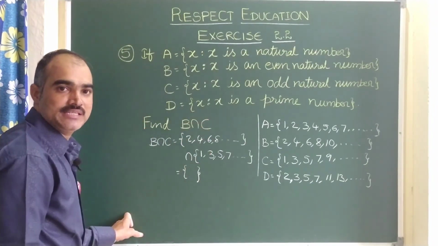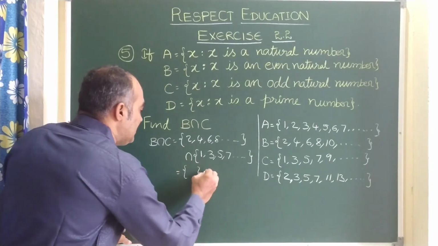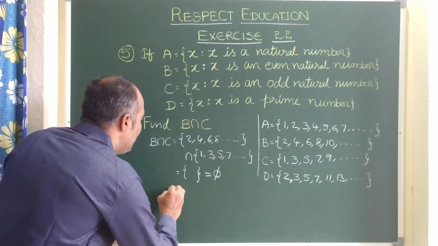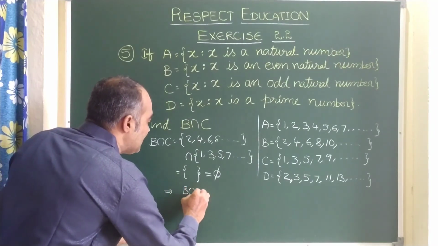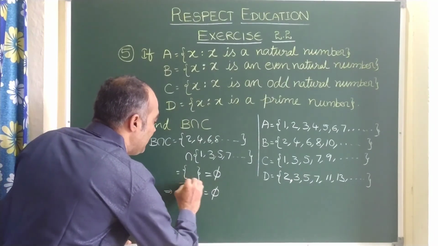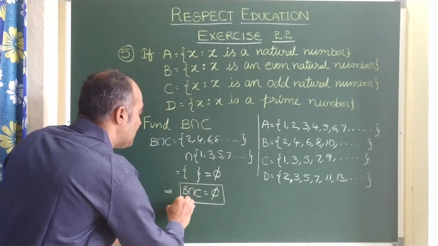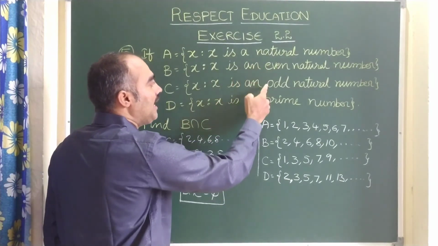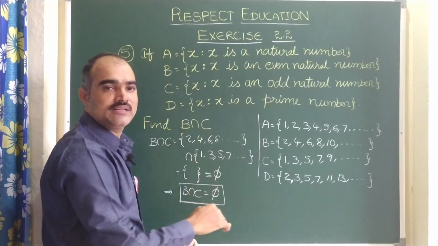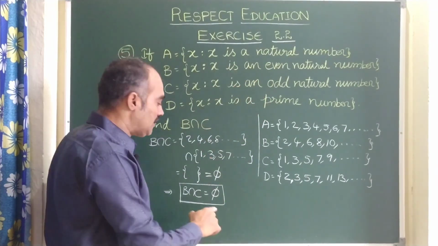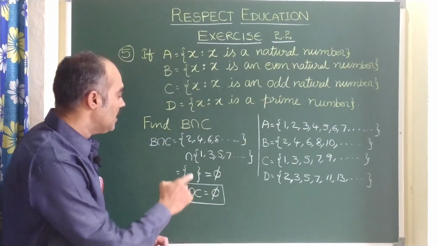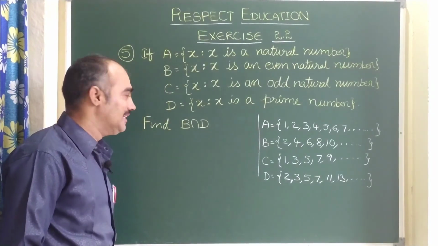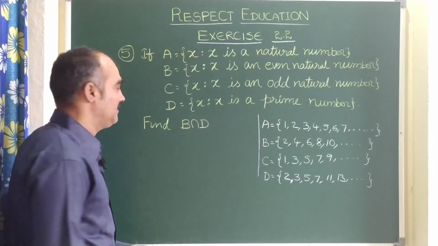So we can write the empty set. This is denoted by phi, right? That means here we can write that B intersection C is equal to phi. That means no elements are there. In general, you think, children, even natural numbers and odd natural numbers are entirely different. They do not have any common element. So that's why here we got B intersection C equal to null set or empty set or void set, that is phi.